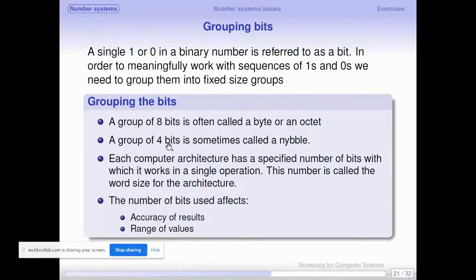It's very rarely used, but the term for half a byte is a nibble with a Y. I think they made that more as a joke because you don't often really work in 4 bits. But I guess the term does exist. It's a real term. And then, as I said, every computer architecture has a specified number of bits, and that's the word size for the architecture.